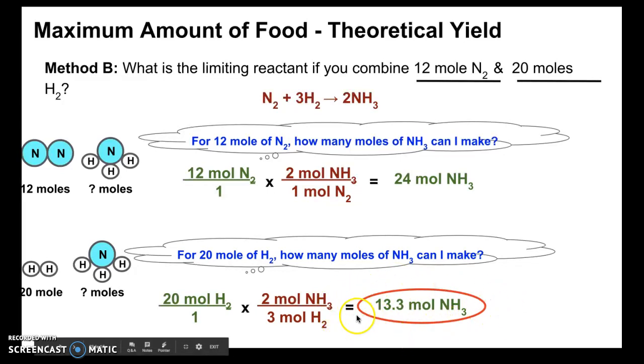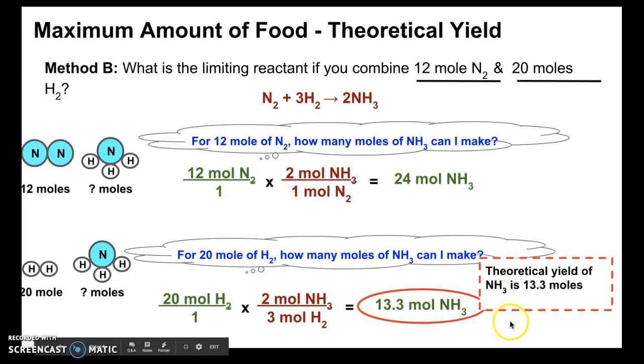Once again, that smallest amount of NH3 is your theoretical yield. So that's your answer. So you can actually stop. If you do method B, you get the limiting reactant and theoretical yield at the same time.